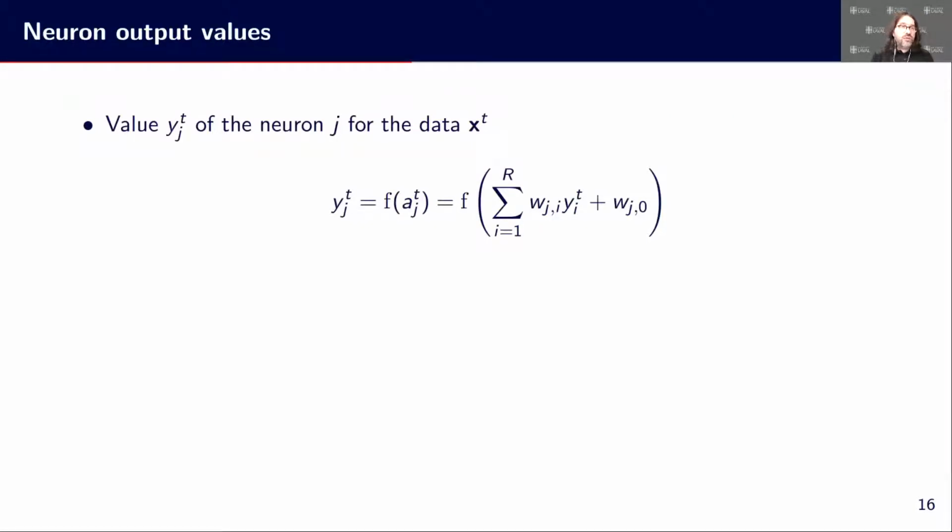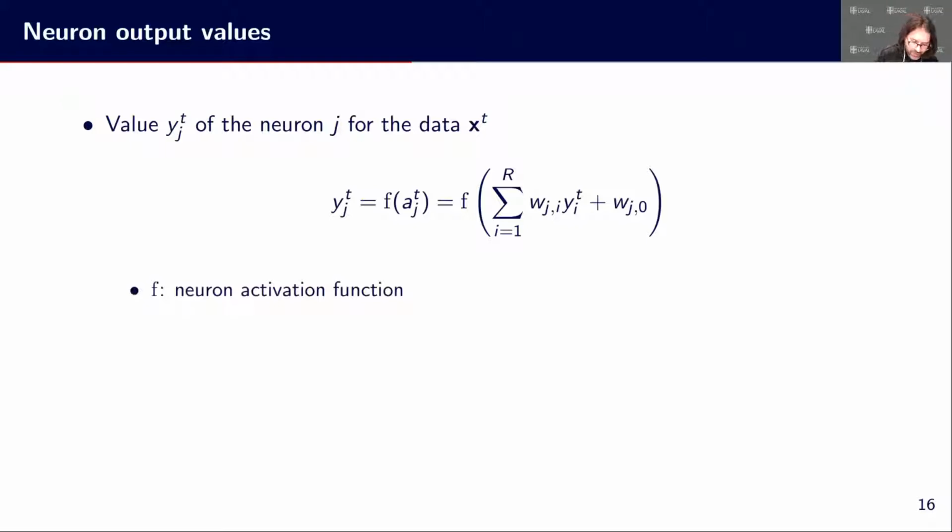So let's first look at the value of the neuron j for the data x^t. Here we have y_j^t, which is the output of the neuron j for the input data x^t. But this input data x^t is not directly available. In fact, what we have as input is the output of the neurons at the layer just before the current layer. This is computed from the output of the neurons in the layers before, and so on until the input.